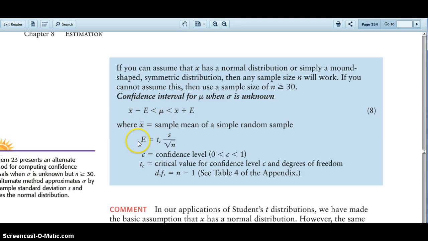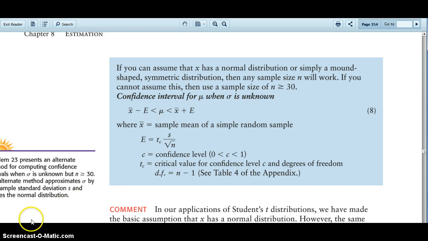It's pretty similar to what was in 8.1. But to find your maximum margin of error, you have to use the student's t distribution and your sample standard deviation. And n is the size of your sample. So it tells you right here you're going to use table 4 of the appendix to look up the critical values using the student's t distribution. And notice that your degrees of freedom is 1 less than your sample size, n minus 1.